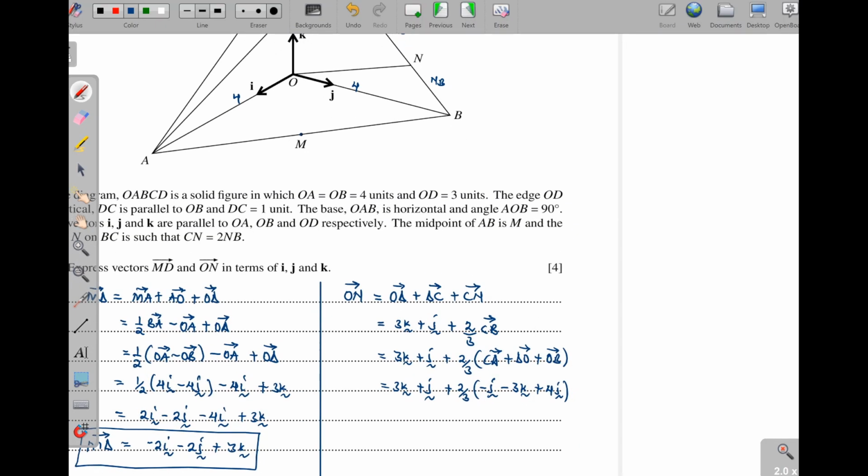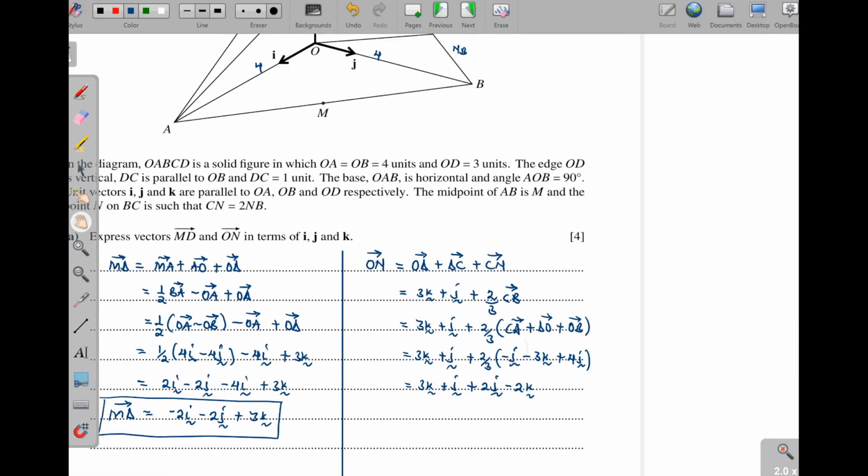Now, we simplify. This is 3K, then plus the J. And then in here, we are having 4 minus 1, that is a 3. So if you get 2 over 3 times 3J, this one goes, so you have 2J inside there. Okay, so plus 2J, and then this multiplied with this, you get a negative 2K.